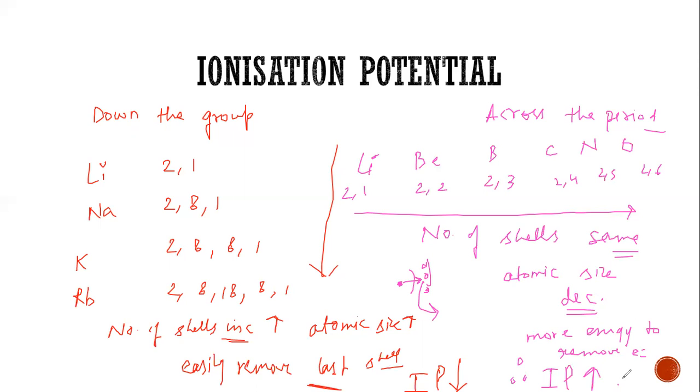When we are moving down the group, the number of shells increases and atomic size increases. The farther we are from our parents, the more chances we have of getting spoiled. When you are near, it is very difficult for you to pick up bad habits. It is the same here: the farther the electron is, the more easily we can remove it from the shell, and the less energy will be required. But the closer the electron is to the nucleus, the more energy is required to remove it, and as more energy is required, that means the IP will increase.